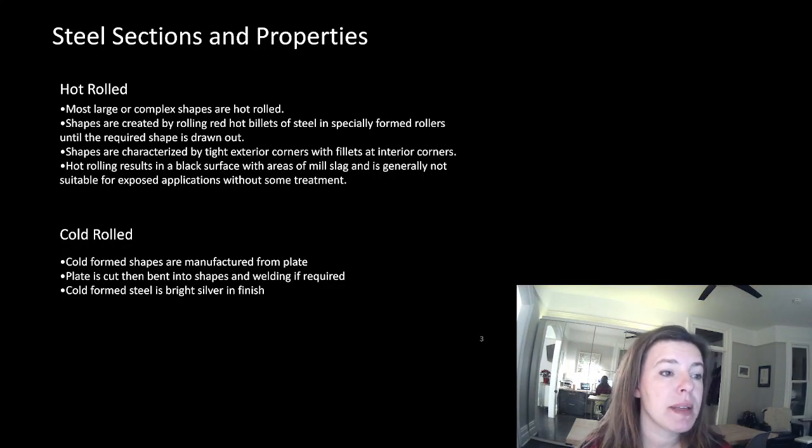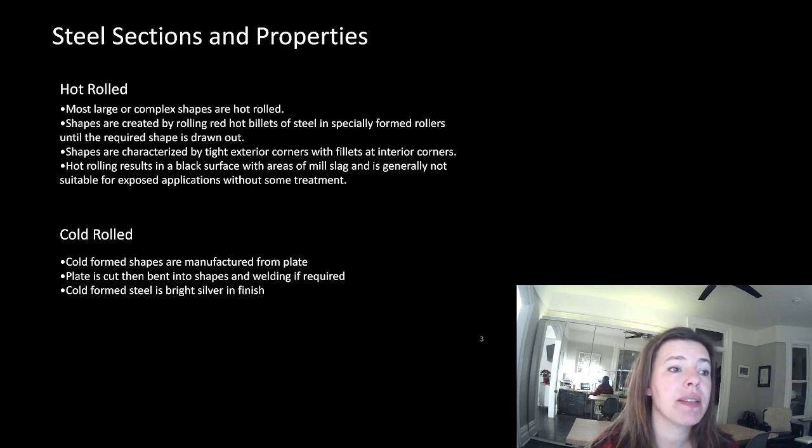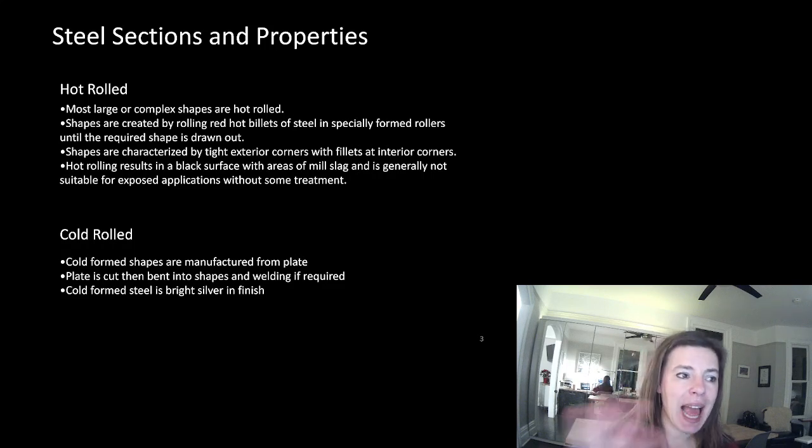Hot rolling results in a black surface with areas of mill slag and is generally not suitable for exposed applications without some treatment. We'll often call it black steel because it looks very black and it'll rust on site very easily. But it's usually just the slag on the surface that's rusting.